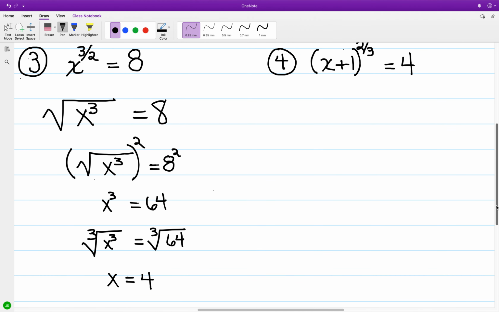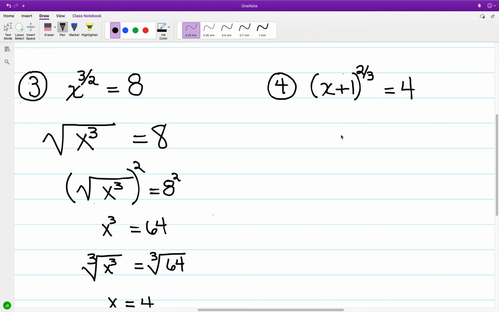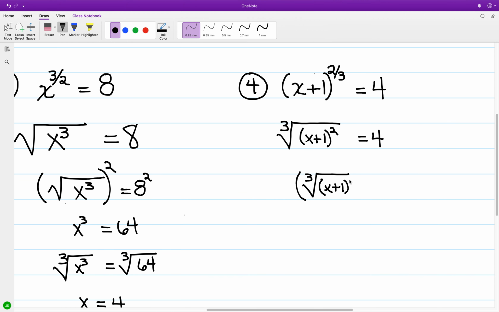Now, for the fourth case, we have the quantity of x plus 1 raised to the 2/3 is equal to 4. So 3 defines the type of radical we have. So we have the cubic root, and we have x plus 1 quantity squared is equal to 4. And to get rid of the radical, I'm going to take both sides and raise to the third power. So I'm going to have the square of x plus 1 is equal to 64.